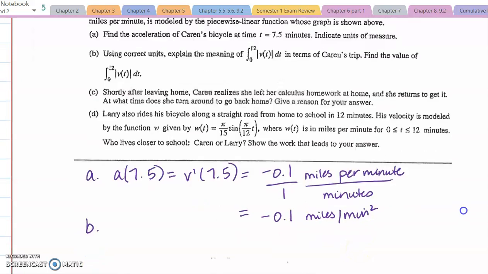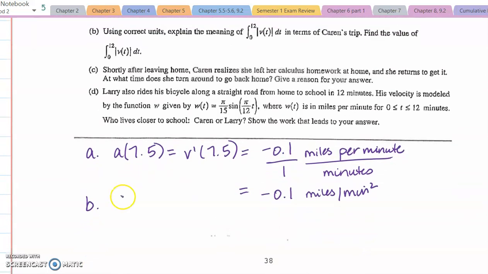Part B. Using correct units, explain the meaning of the integral from 0 to 12 of the absolute value of v of t dt in terms of Karen's trip and find the actual value of this. So the absolute value is going to make all of your velocities positive, which means that you don't actually care about the direction that Karen is moving. You just care about all of the distances that she's traveling adding up. So this is a distance traveled phrase.